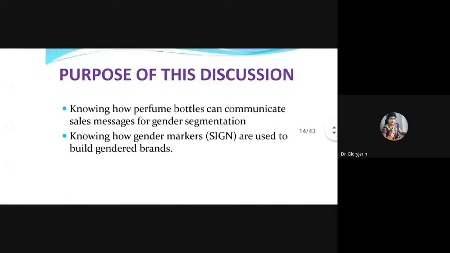The purpose of this discussion is knowing how a perfume bottle can communicate its sales message for gender segmentation, and knowing how gender marks, or what we call signs in semiotics, are used to build gender brands.